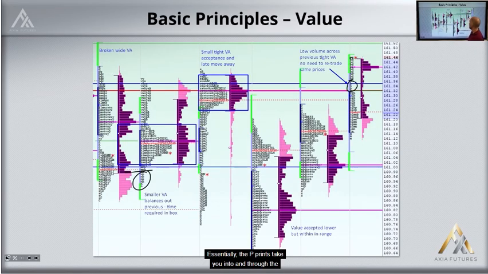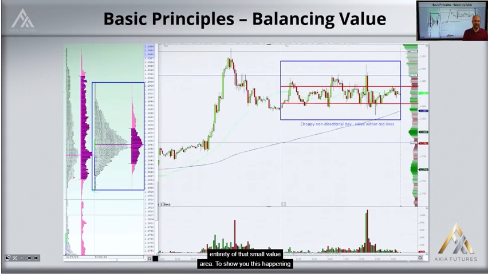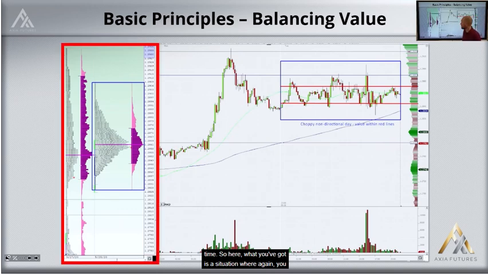Essentially, the P prints take you into and through the entirety of that small value area. To show you this happening in sequence throughout the day, rather than just a sequence of this profile, match this one, match this one, match this one. One way of looking at it is profiles should almost fit together, and the aim is to seek value over a longer period of time. So here what you've got is a situation where, again, you have a pretty unbalanced value area, reasonably wide. There's no real balancing out here. There's no real sort of bell-shaped curve.